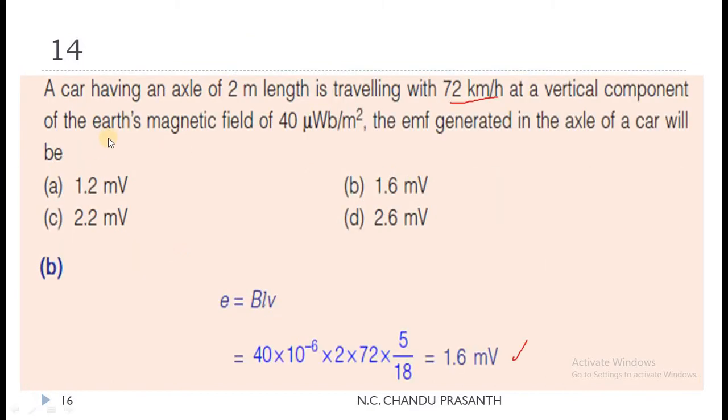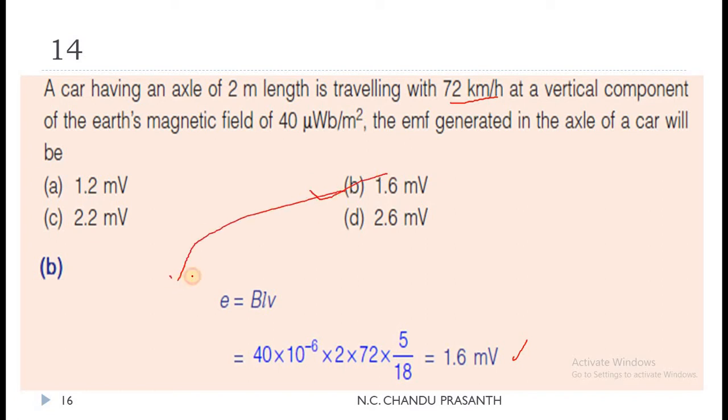Okay, 14th one. A car having an axle of 2 meters length is traveling with 72 km per hour at a vertical component of the earth's magnetic field of 40 microweber per meter square. The EMF generated in the axle of a car will be: option A 1.2 millivolts, option B 1.6 millivolts, option C 2.2 millivolts and option D 2.6 millivolts. For explanation, the correct option is option B.